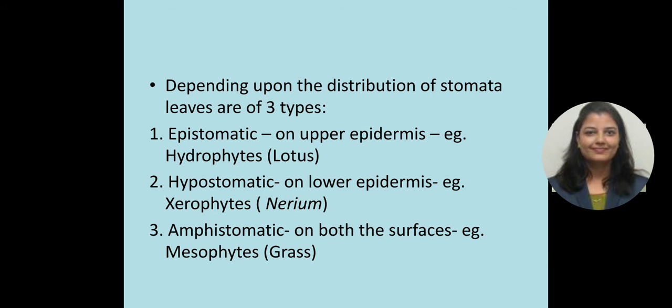One is epistomatic, when stomata are present on the upper epidermis of the leaf. Examples are hydrophytes, most importantly lotus. The second one is hypostomatic, when the stomata are present on the lower epidermis. Examples are xerophytes, and that example is nerium. And third is amphistomatic, when the stomata are present on both surfaces of the leaf. Examples are mesophytes. The example of a mesophyte is grass.